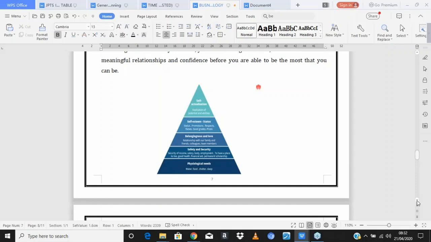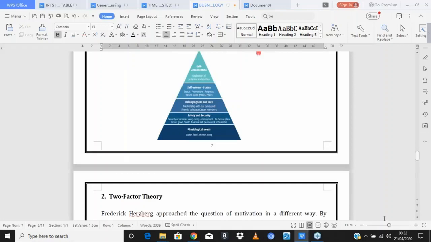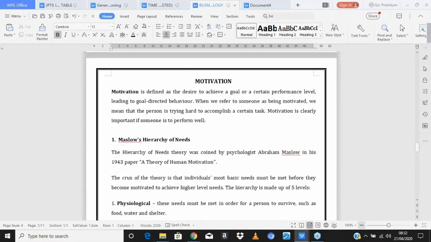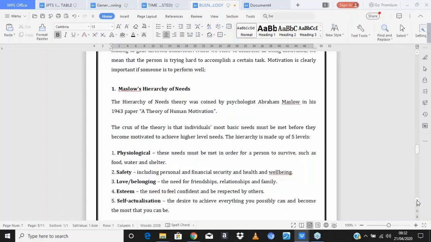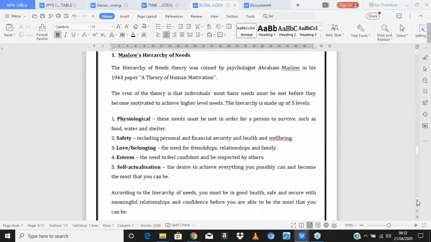The point under Abraham Maslow's theory is to note that whenever you already have something, that thing will no longer act as a powerful motivator. So that is the first point to note as we discuss Abraham Maslow's hierarchy of needs.